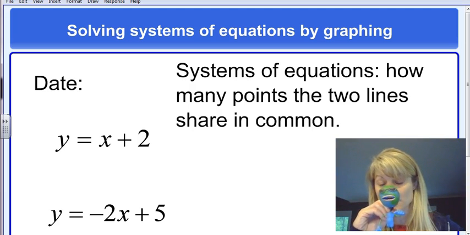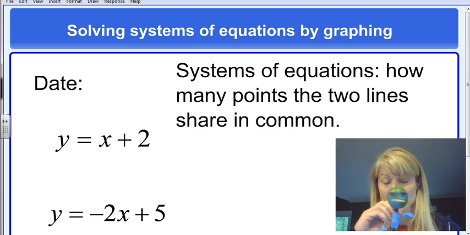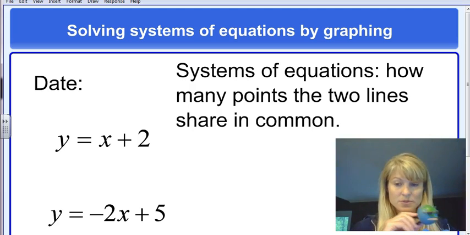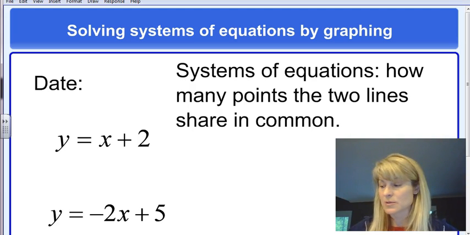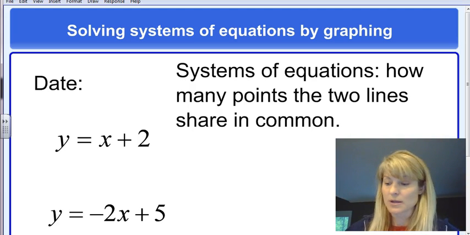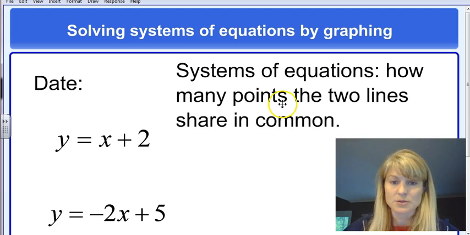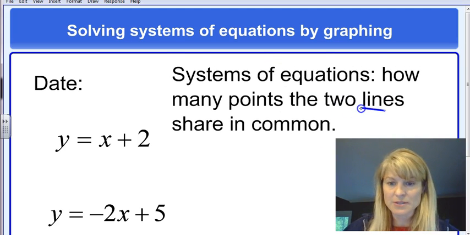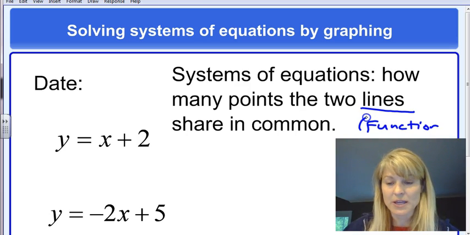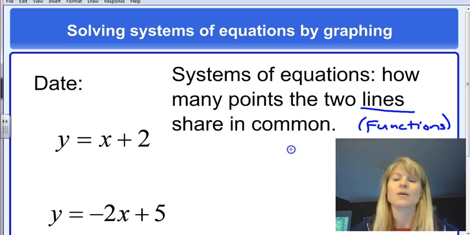He says, put your name on your paper, put your date on your notes, and title it Systems of Equations. Systems of Equations is how many points two, in this case lines, but really it could be functions. It could be anything that shares two pieces. Even though this says lines, we can also do two functions. So we're looking at some points at which they share.